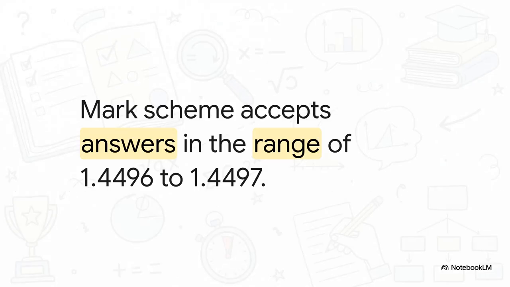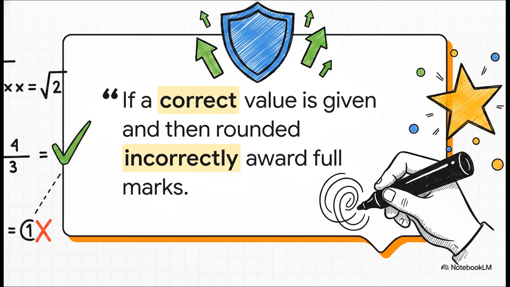But here's a cool little detail from the mark scheme. It actually accepts any final answer that falls within a super tight mathematical range. So if you write down 1.4496, you get the mark. But interestingly enough, if you write down 1.4497, you'll also get the mark. It gives you just a tiny bit of breathing room. And this highlights a massive safety net built directly into the marking rules. Listen to this. If your unrounded working is visibly correct in your steps, but you totally panic on that final rounding step and make a mistake, the examiner will still award you full marks. So your underlying process really does matter just as much as your final answer.